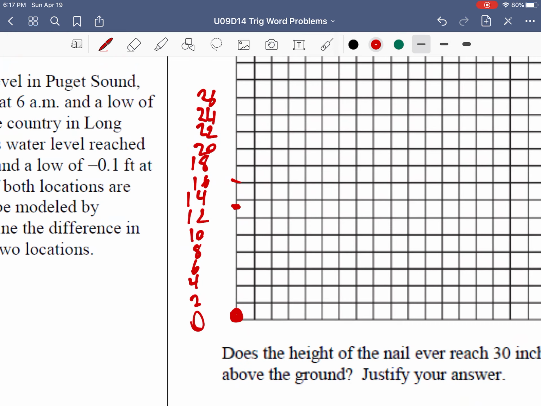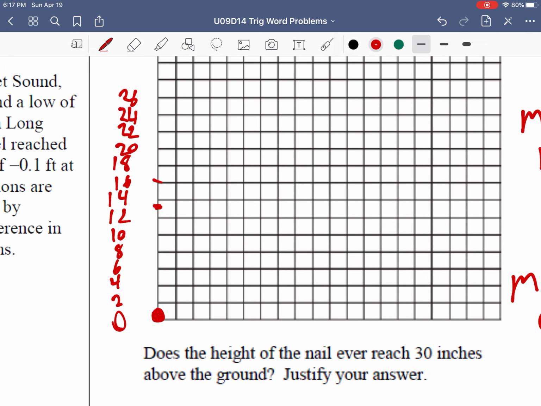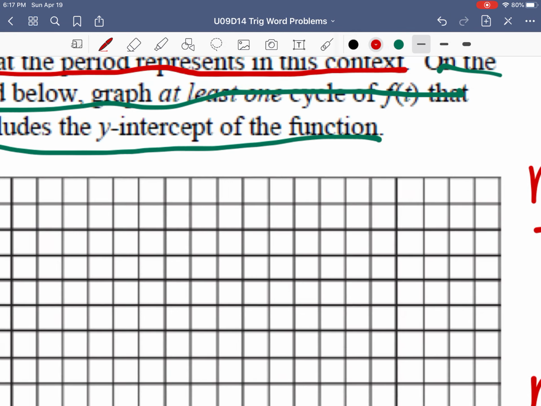So if I were to just draw the midline now, obviously if I were using a regular writing surface, I would be using some sort of a straight edge to try and see it a little bit better. And this is going to take place over a certain period. Now I don't know what the period is yet, so let's figure out what the period is.